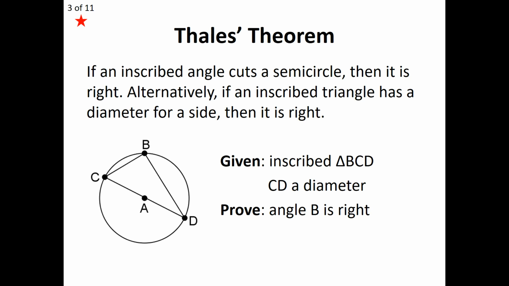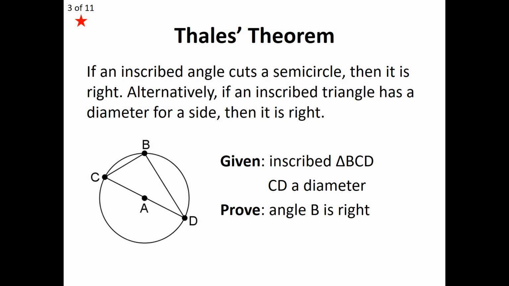What we're going to start with is an old theorem known as Thales' Theorem. It is believed to be one of the very first documented theorems ever proven, and we attribute this to the Greek mathematician Thales. And so we give this the title Thales' Theorem. So let's talk about what his theorem says. It says this: if an inscribed angle cuts a semicircle, then it is right.